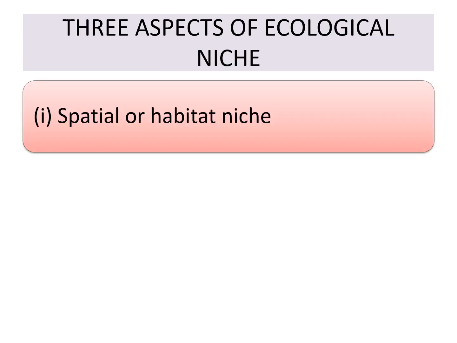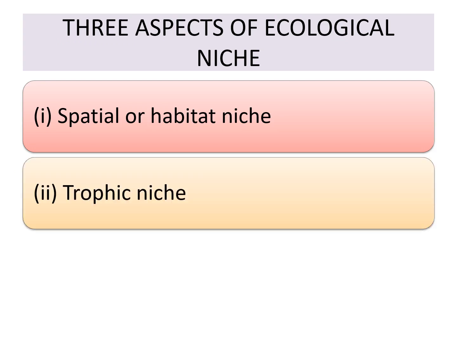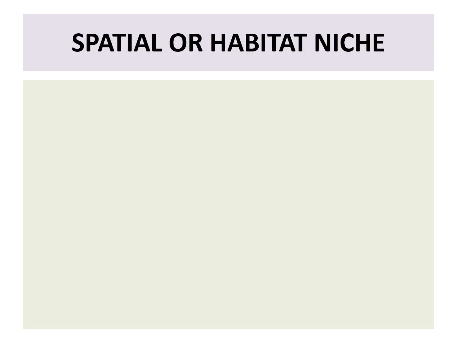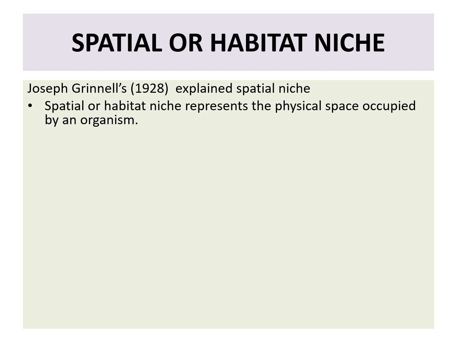So the three aspects, or three types, of ecological niche are the habitat niche or spatial niche, the trophic niche, and the multidimensional or hypervolume niche. So first of all, we'll take up the spatial or habitat niche.